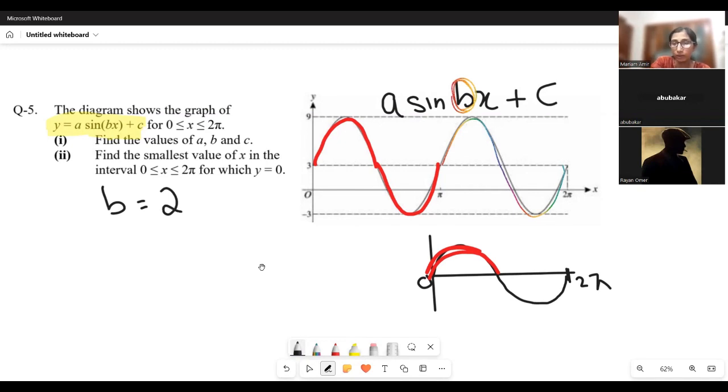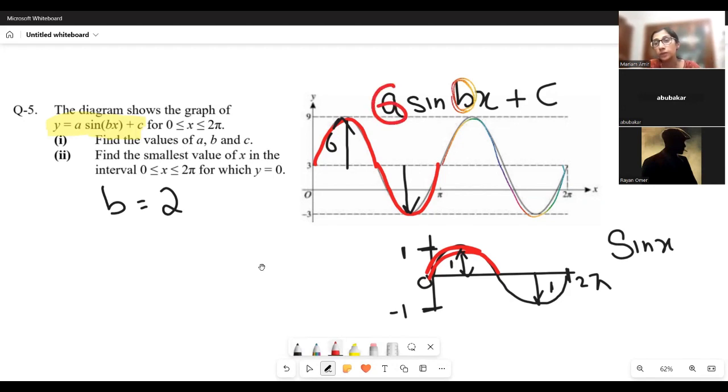Next, I know that for sine x, what's this value here and what's this value here? It's 1 and minus 1. So this height here is 1, and this height here is minus 1, or 1 in magnitude. Now, what's this height here? It's 6. So that's actually the graph for 6 sine x, because the amplitude or the magnitude of the graph is 6. So a is 6.